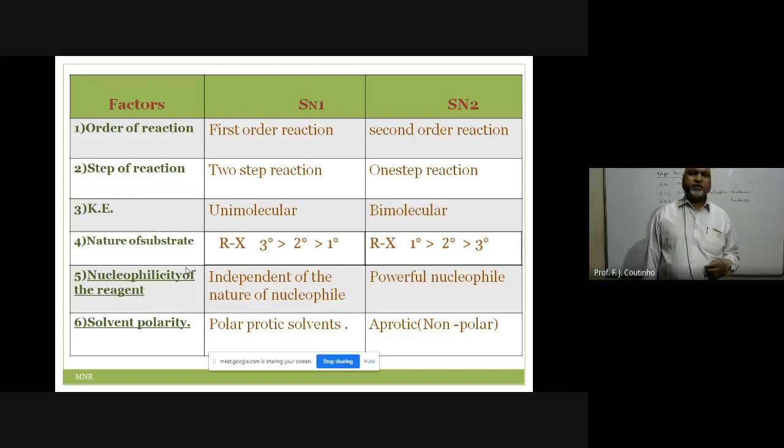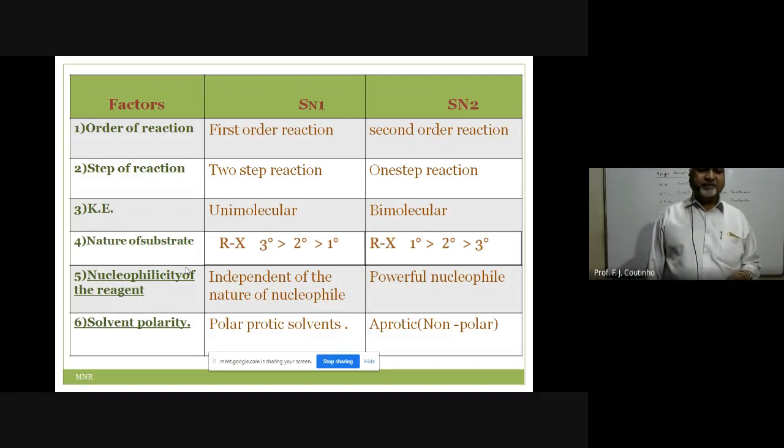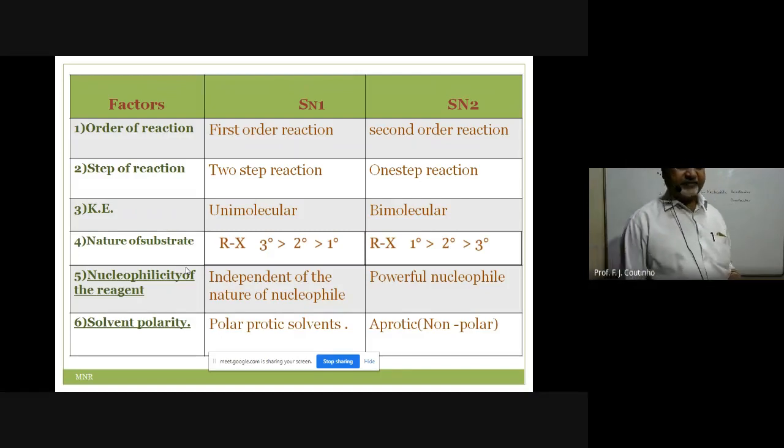Then the steps involved in the reaction. In SN1, there are 2 steps. In SN2, there is 1 step. What is the example we have taken in SN1, which I'll add here? In SN1 we have taken tertiary butyl bromide, and in SN2 we have taken methyl bromide.